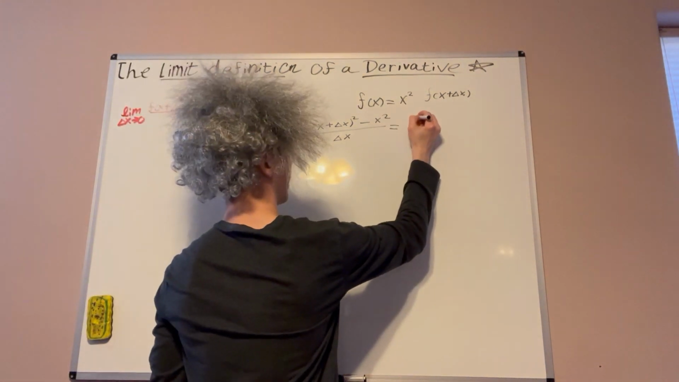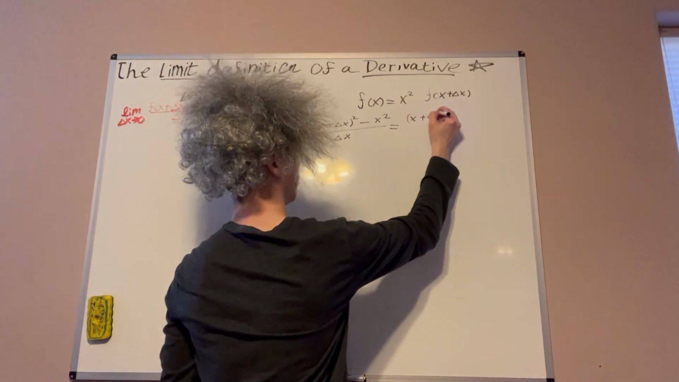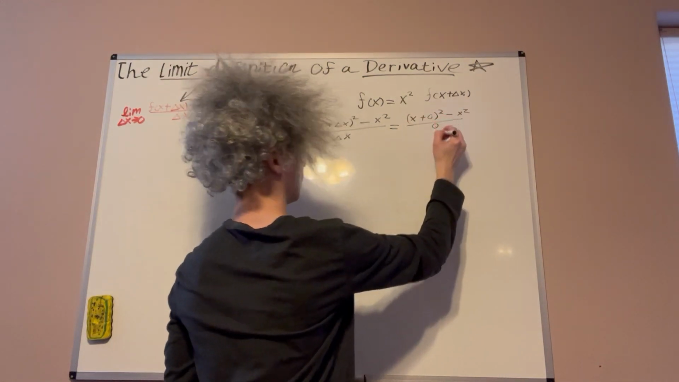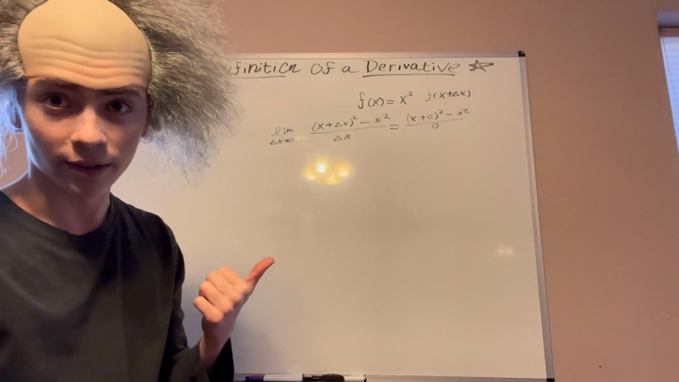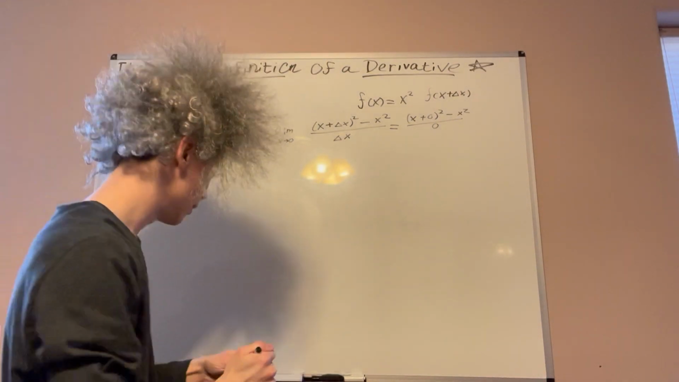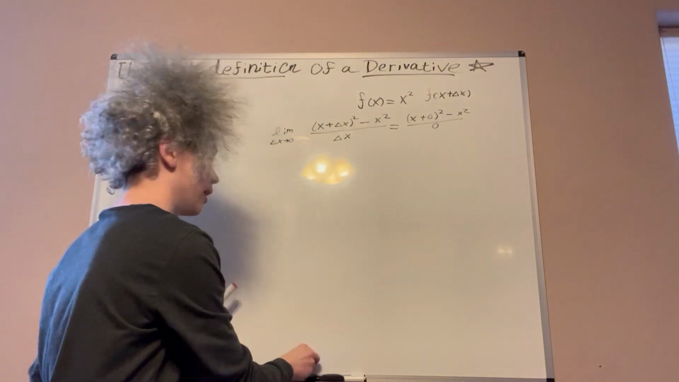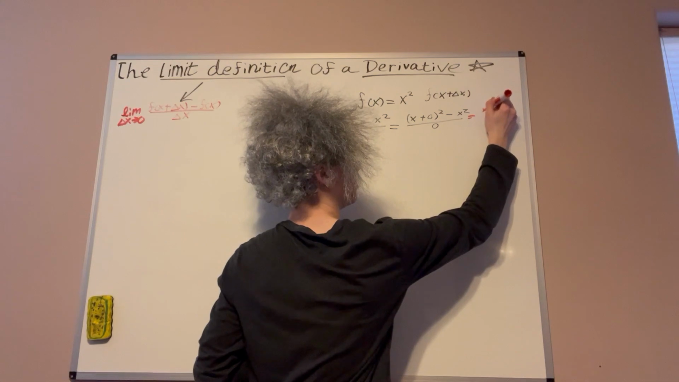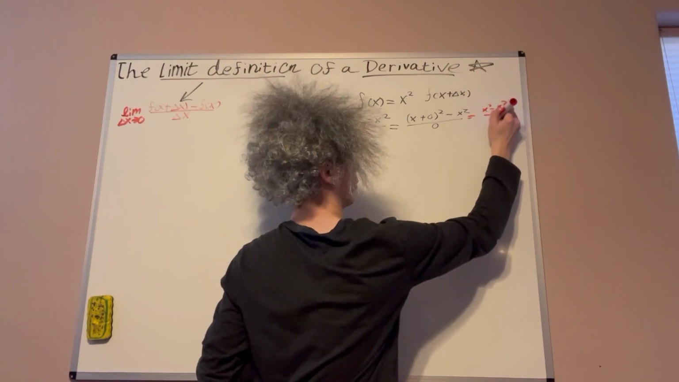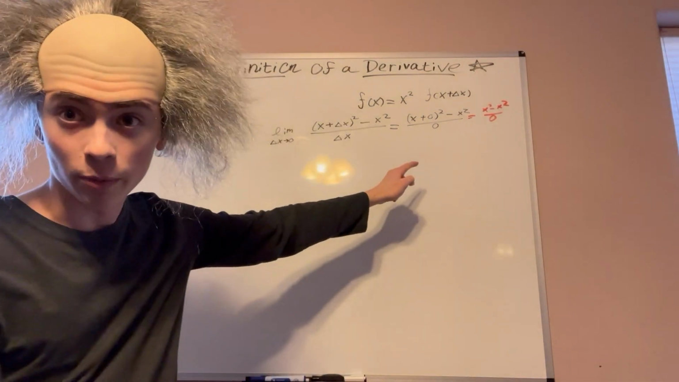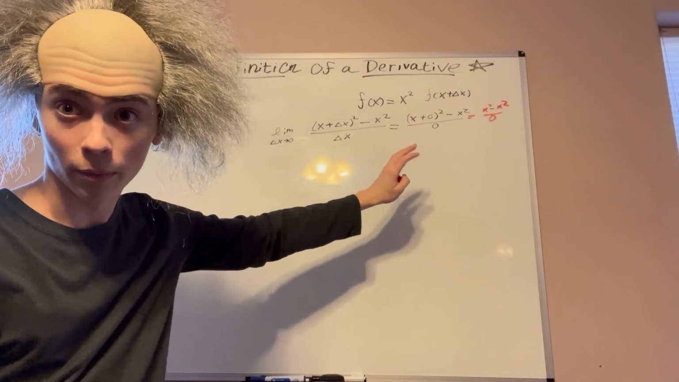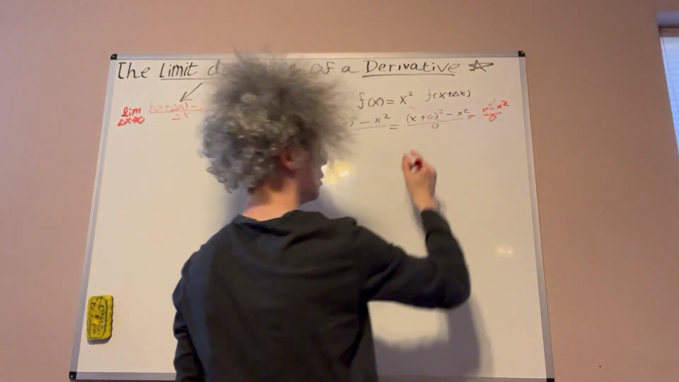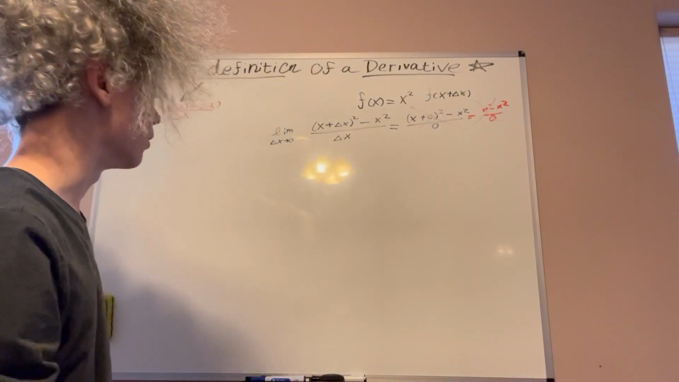We get x plus 0 squared minus x squared over 0. You can probably already tell some bad stuff's going to happen. I'll write this in red because we can't do this. We're going to get x squared minus x squared over 0, and that's going to be 0 over 0 in indeterminate form. So I'm just going to cross that out because that's not mathematically true. We have some more work to do.